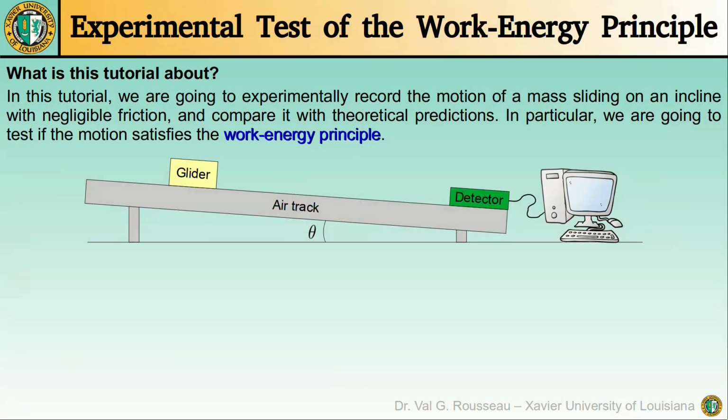a motion detector that can record the position of the glider as a function of time, and a computer that allows us to analyze the collected data. Let us start by analyzing the problem with a free body diagram of the glider.